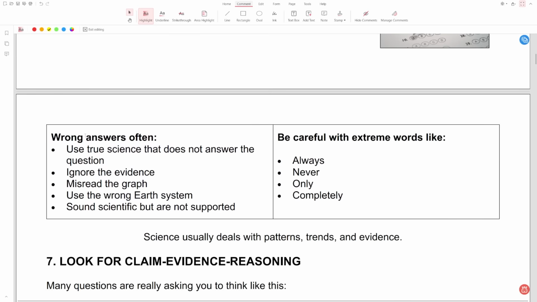Here are some tips. Wrong answers often use true science that does not actually answer the question. It can ignore the evidence on the graph, misread the graph, use the wrong Earth system, or sound very scientific but not be supported by anything in the reading. Be careful with extreme words. If it says always, never, only, or completely, those are red flags that it's probably not right. Science usually deals with patterns, trends, and evidence.